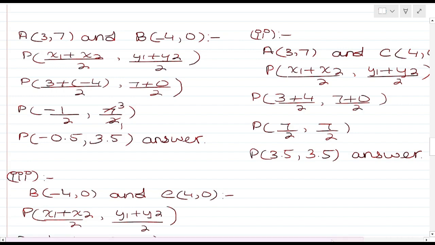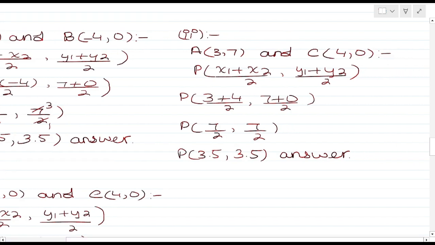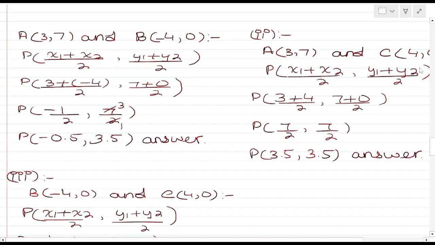Okay, in the second part of question number 4, we have points A and C. So we have 3 comma 7 and 4 comma 0. 3 gets added with 4, divide that by 2, that is 7 by 2 or 3.5, while 7 added with 0 is just 7, and 7 divided by 2 is also 3.5.